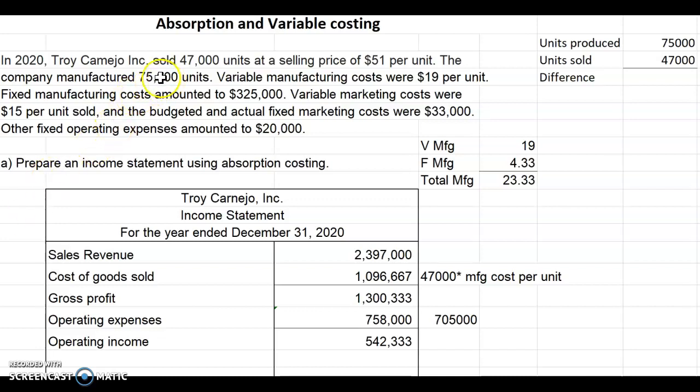So we produced 75,000 units and we only sold 47,000. So the other 28,000 units are sitting in inventory. And the fixed costs that are being absorbed by those 28,000 units is the 28,000 times the $4.33 fixed manufacturing cost per unit. So that's the $121,333 difference. I just wanted to point that out.